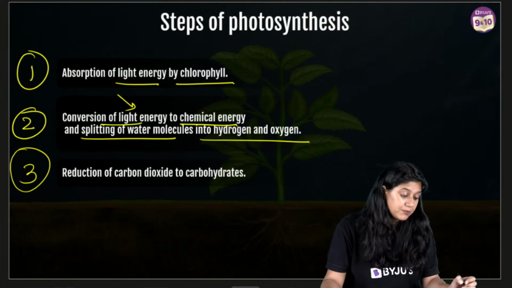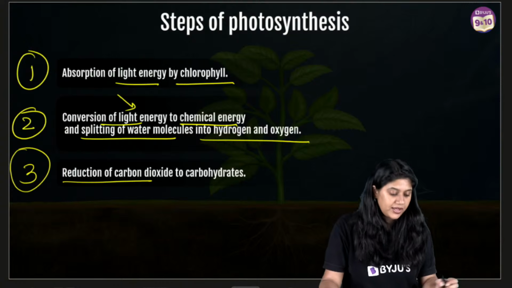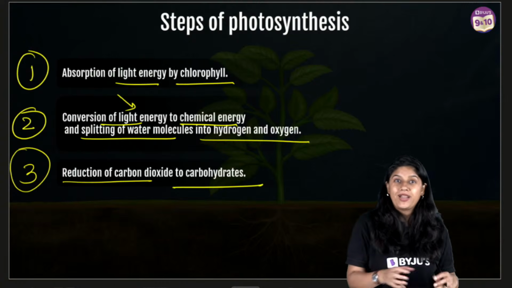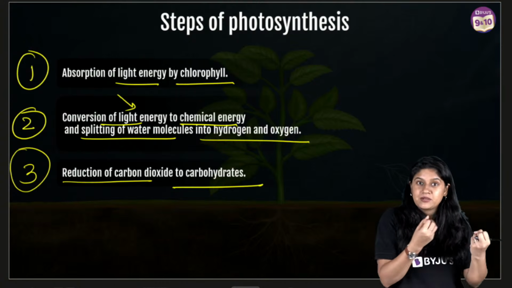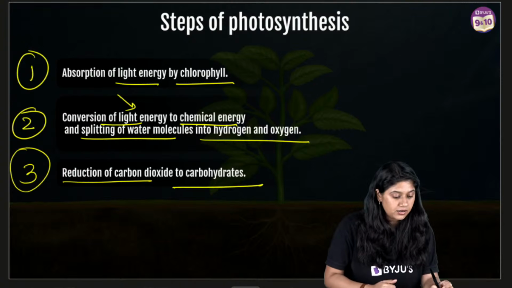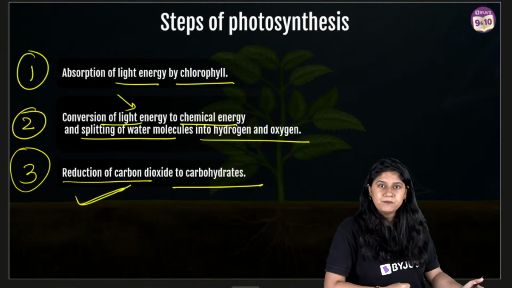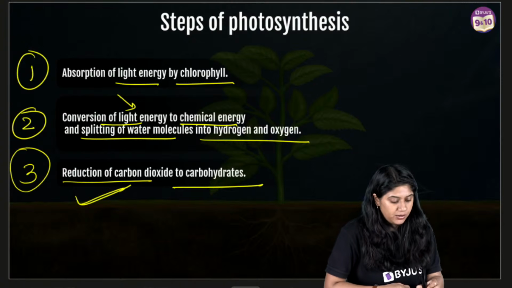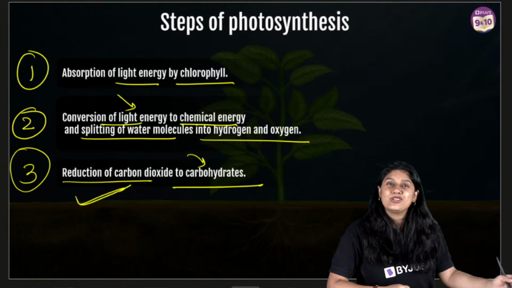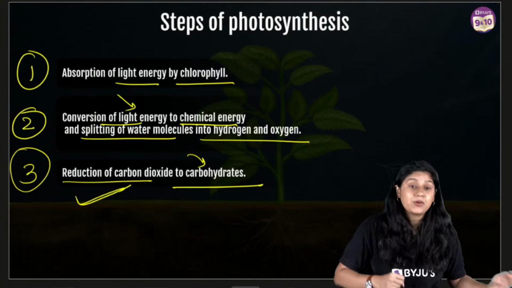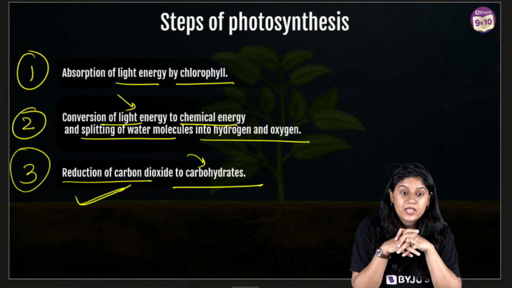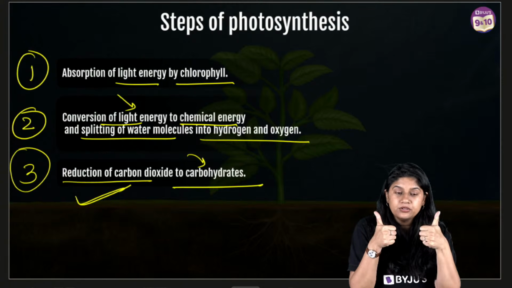The third step, which is a very important step, is the reduction of carbon dioxide to carbohydrate. The carbon dioxide taken by the plants will be broken down into carbohydrates, or we can say that we will see the formation of glucose. Everyone, are we clear? Yes, all of you, are we clear?